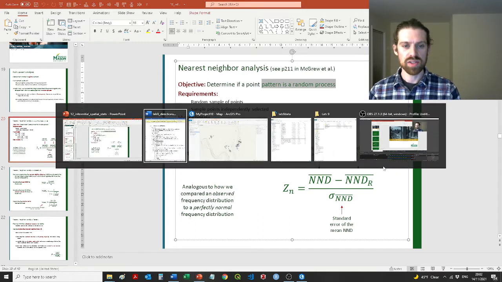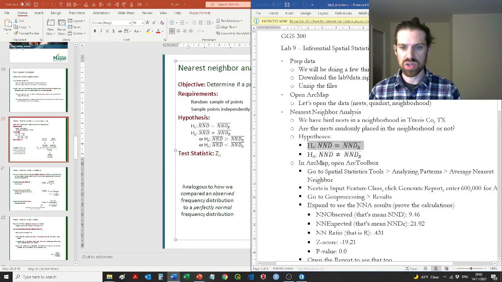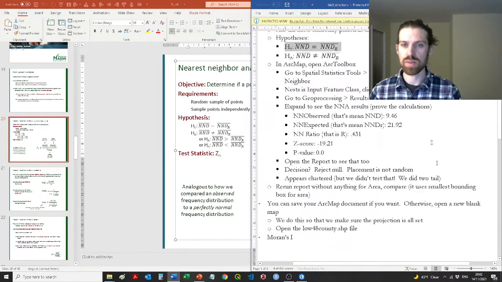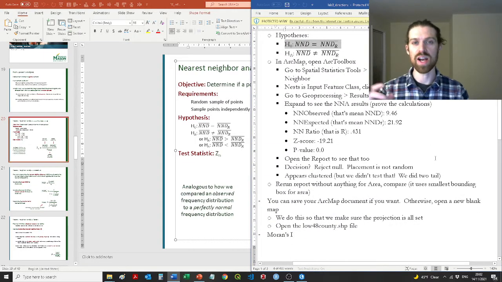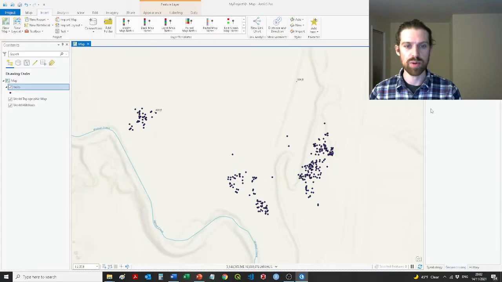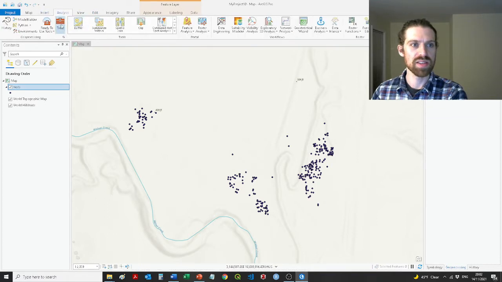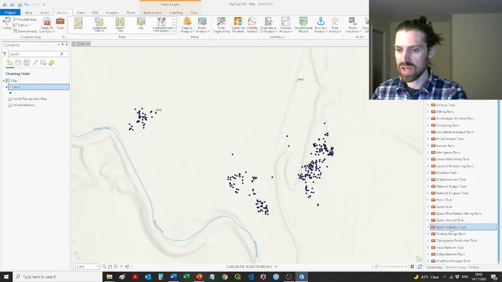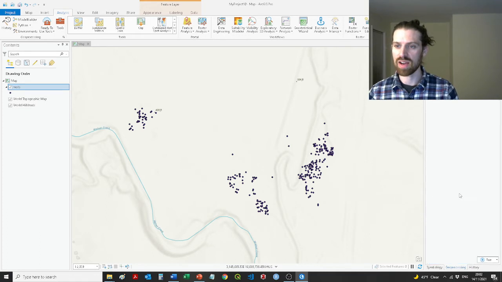Essentially, we're going to go into the spatial statistics toolbox. This means that you don't have to manually carry out these tasks, so I'm sure you'll be glad about that. Today we're just going to click through from the spatial statistics toolbox into analyzing patterns and then click the average nearest neighbor. If we go to the toolbox, which is in analysis, we can go into the toolbox session and find spatial statistics tools, look at analyzing patterns, and find the average nearest neighbor.